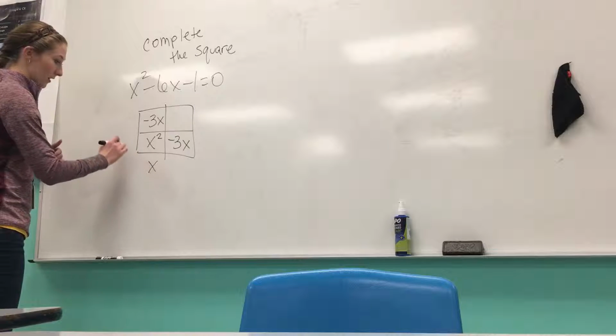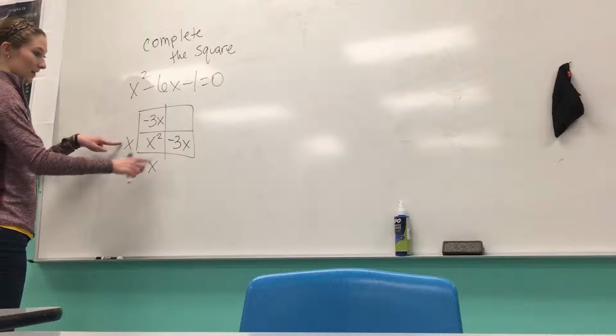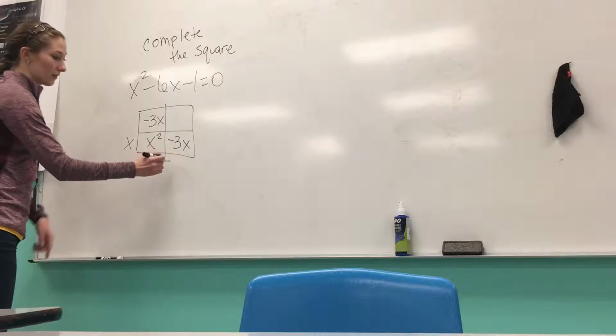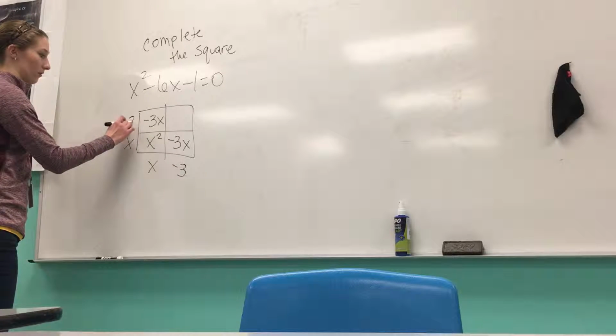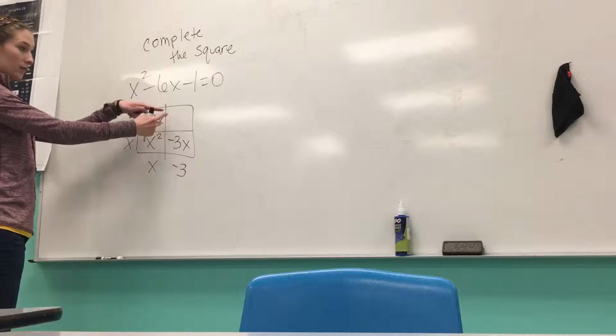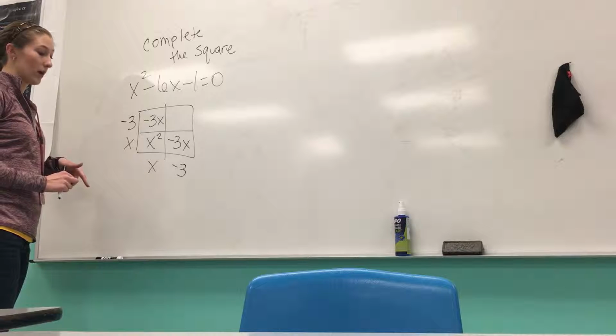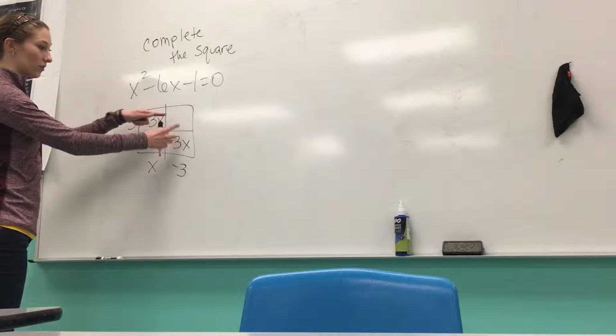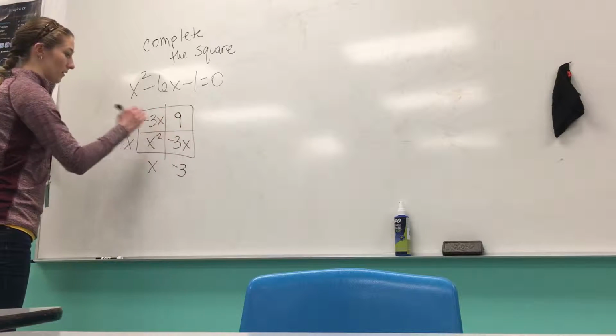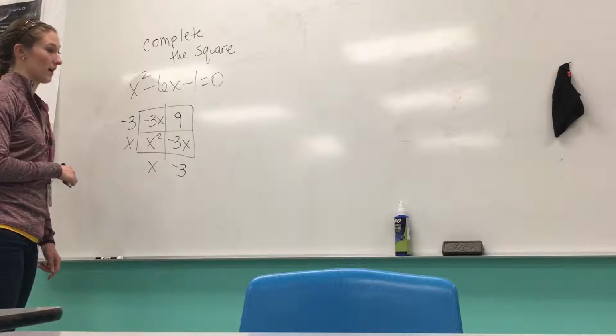So x and then x for this one. X times what is -3x? That should be -3, -3. Now, multiply to get what should be in the top right corner. To make it a filled in square, this should be +9. -3 times -3 gives you +9.